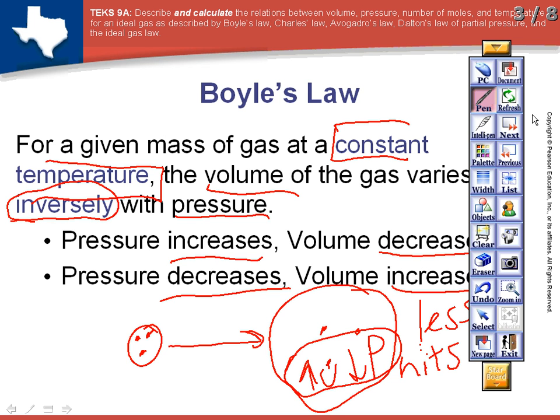Boyle's Law states, once again, constant temperature, the volume is inverse with pressure, meaning if I increase volume, I decrease pressure.